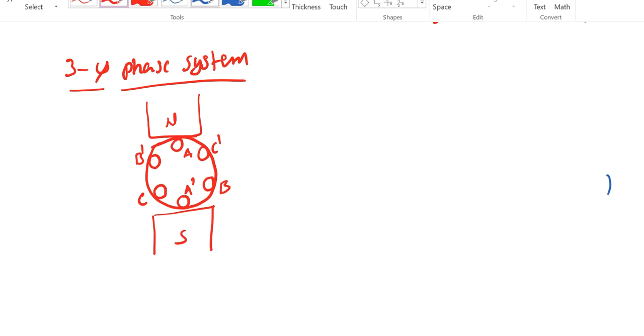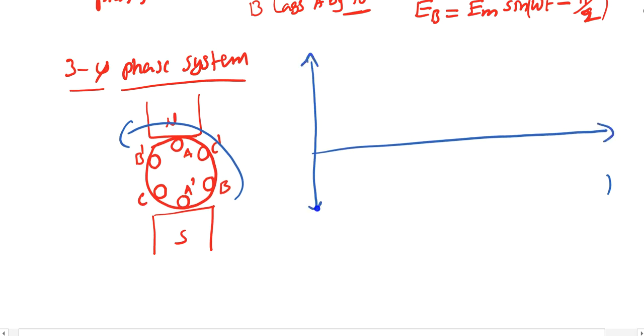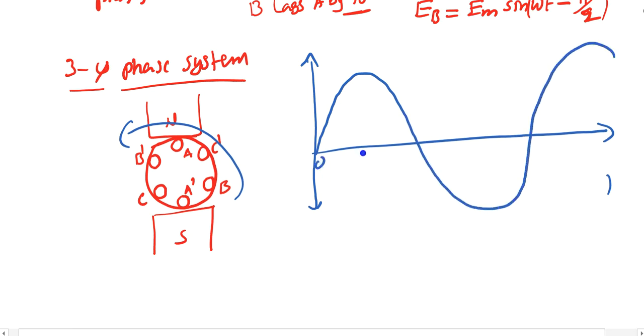And whenever it is rotating continuously, this is the direction it is rotating. With respect to this rotation, according to the position of the conductor at each point, you can see obviously that the A phase will be this one: 0, pi by 2, pi, 3 pi by 2, and 2 pi. So this is what it shows.